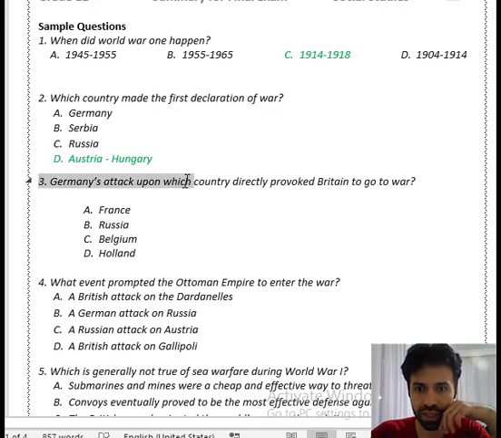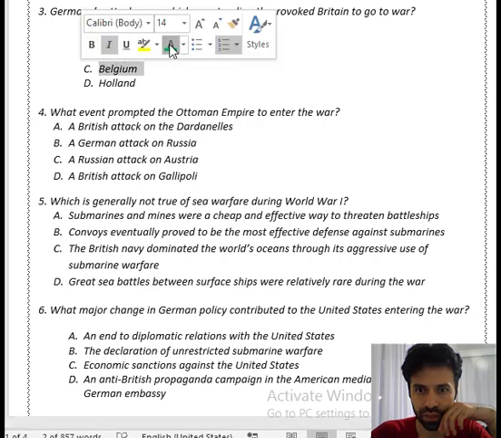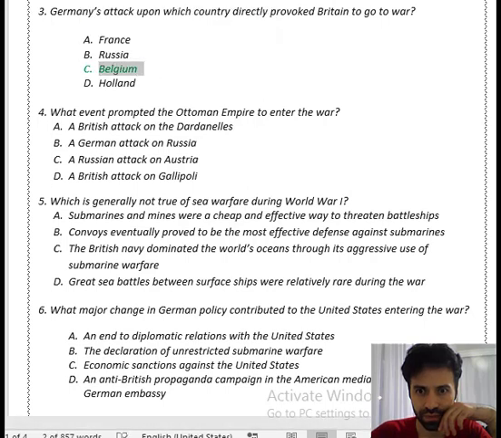Question number 3. Germany's attack upon which country directly provoked Britain to go to war? France, Russia, Belgium, Holland. Which one do you think is the correct answer? That's right. Belgium is the correct answer.